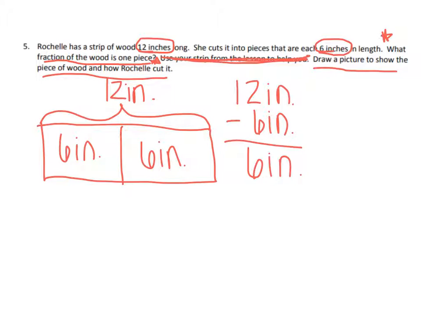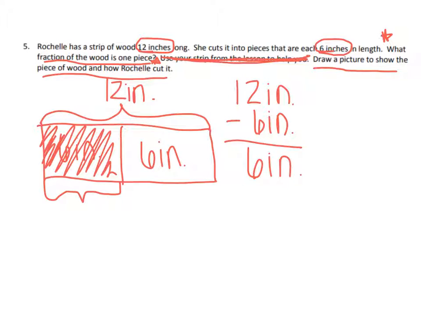So the question is asking, what fraction of the wood is just the one piece? So they're talking about this piece right here. So what fraction do you see? I see that there are 2 parts and that one part is shaded. So what fraction is that? Pause the video while you work and replay when you are ready or if you get stuck.